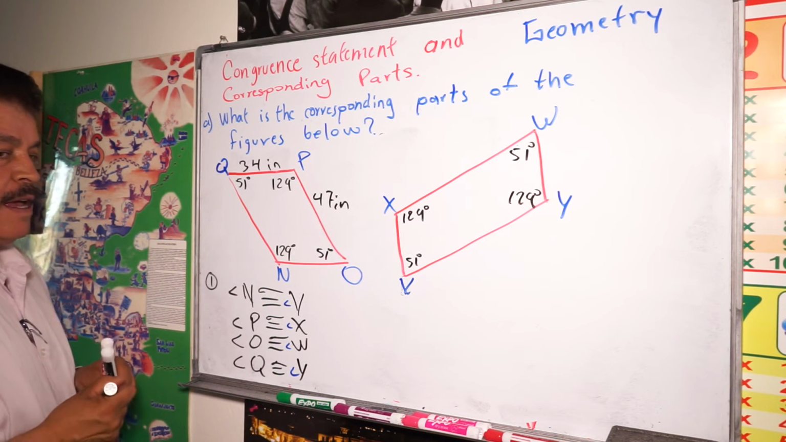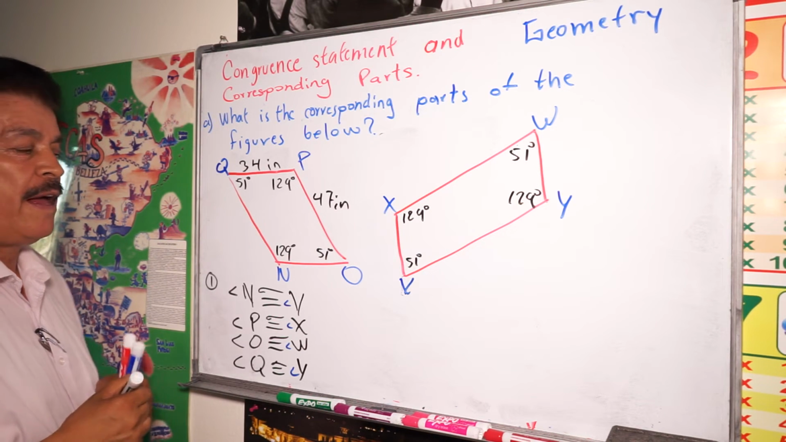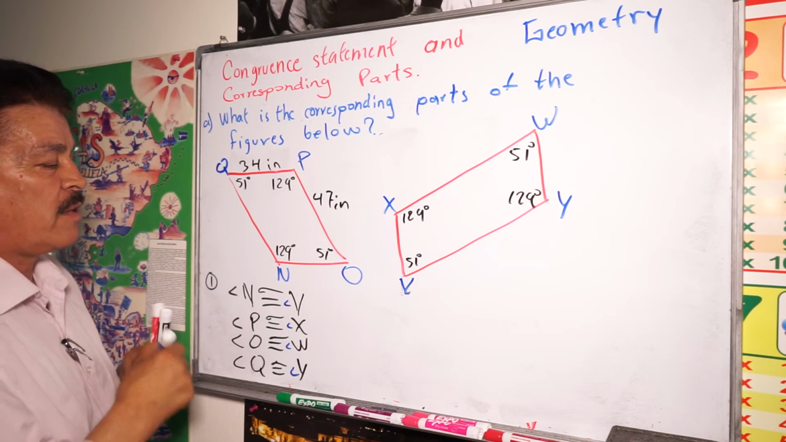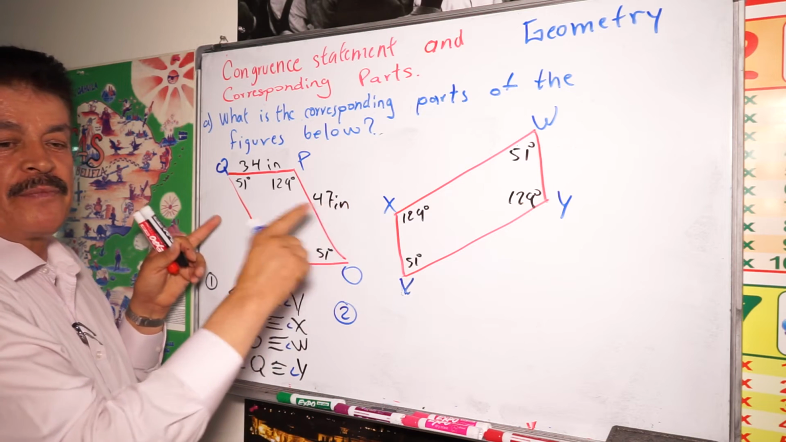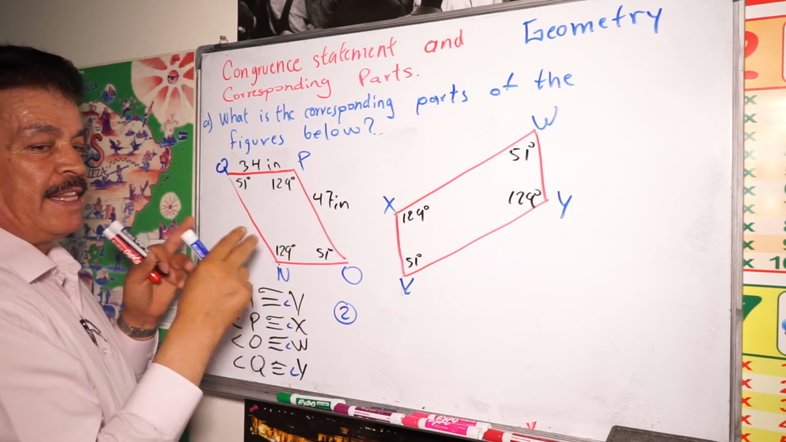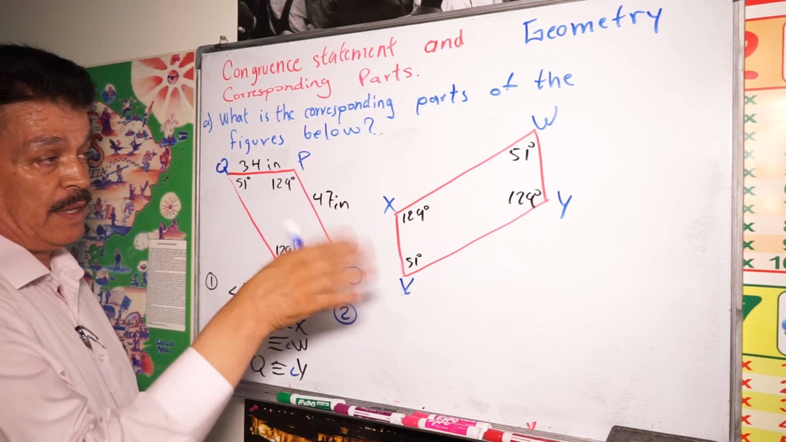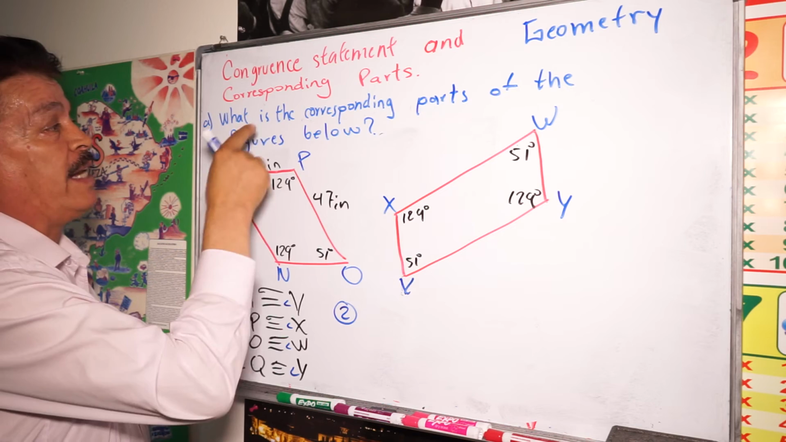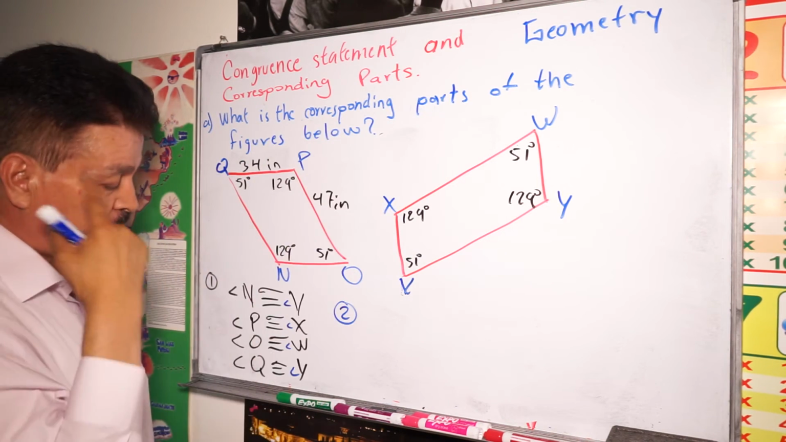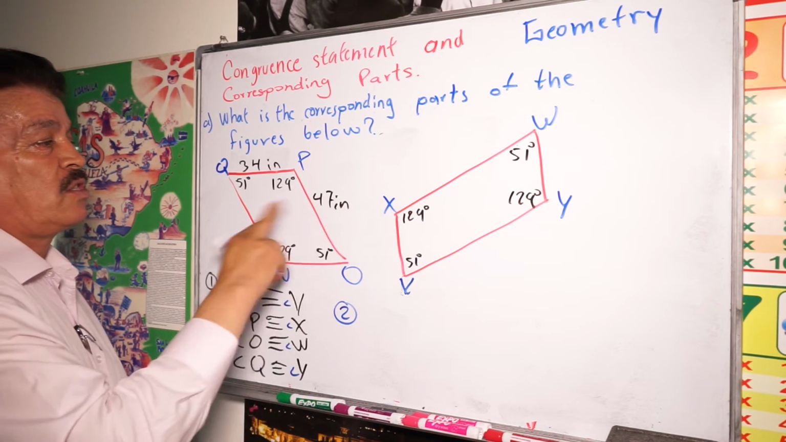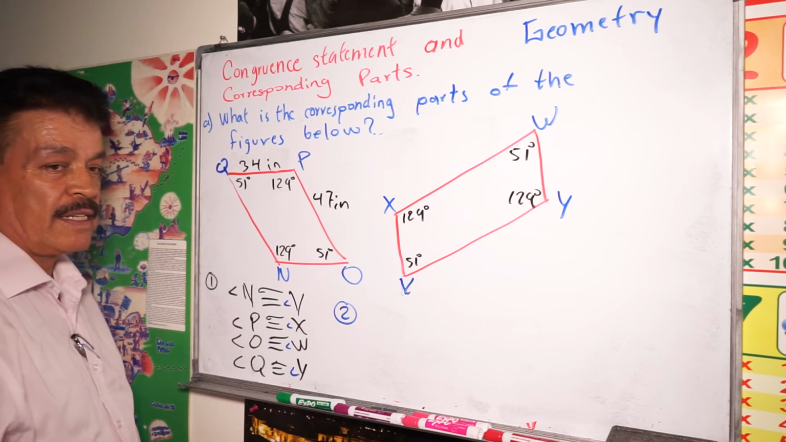Okay, this is one statement. Another statement that we are able to conclude, I don't want to write, I just want to tell you. Because these shapes have symmetry, there is more than one correct answer. Look at the question: what are the corresponding parts of these shapes below? These shapes are symmetric, so there is more than one correct answer here.